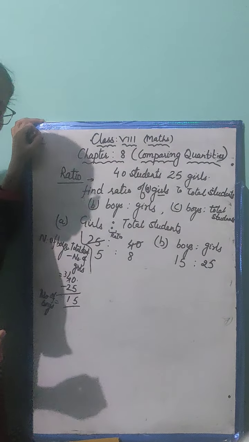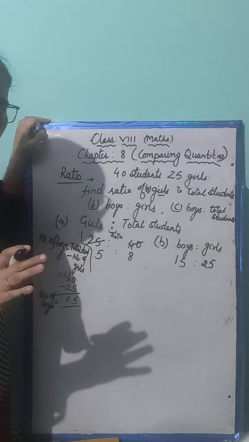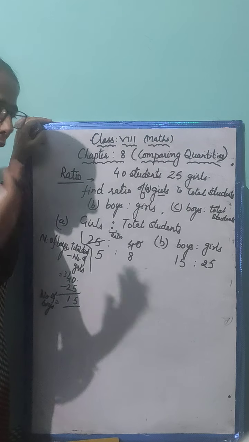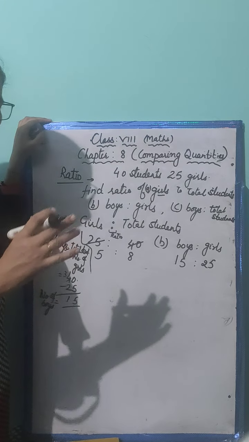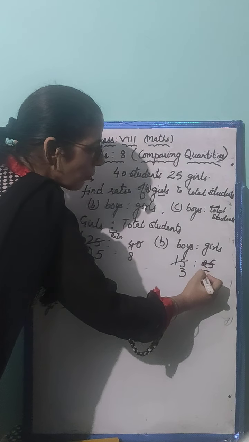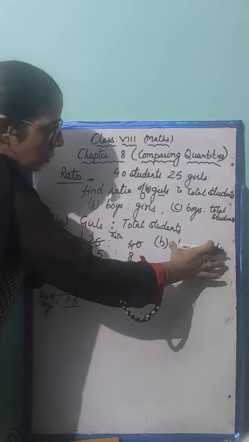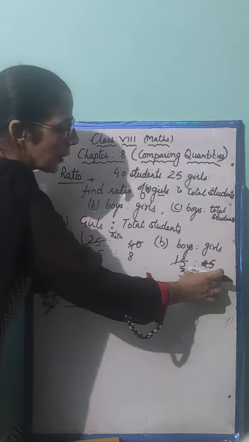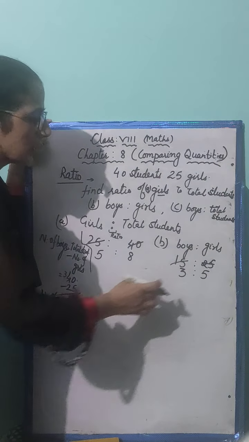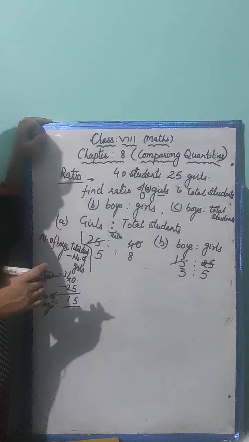We have to make it simplest. Whenever we have to find the ratio, we have to make it simplest. What does it mean? It means we have to cancel it and change it into the simplest form, meaning any common factor there is, we have to cancel. 5 3s are 15, 5 5s are 25. Means if in a class there are 3 boys, then there are 5 girls. Out of 8 students, 3 are boys and 5 are girls.